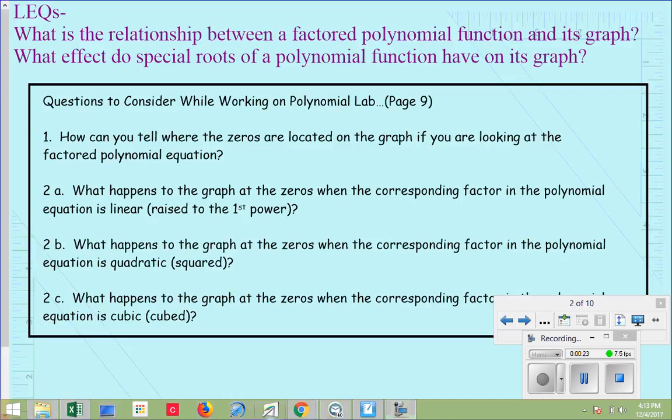So you should have looked back through the different equations. Like if I'm looking at number 1, I see x minus 2.